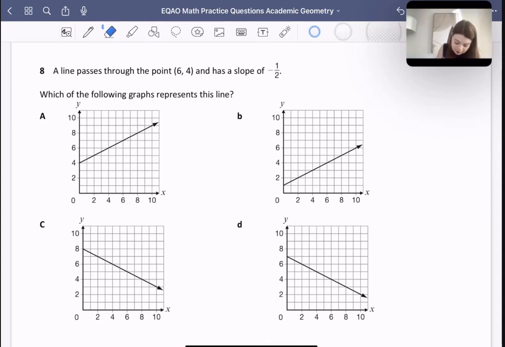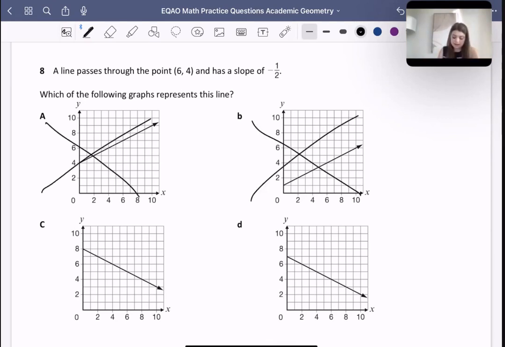So that means it's a negative slope, and it's going to be sloping downward. So right off the bat, I'm going to rule out A and B, because A and B are going upward. They have positive slopes, so they can't be the answers. So it's got to be C or D. Okay, so does C have (6, 4) as a point? No, it does not. Does D have (6, 4) as a point? Yes, it does. So therefore, D is the only thing that fits the criteria.